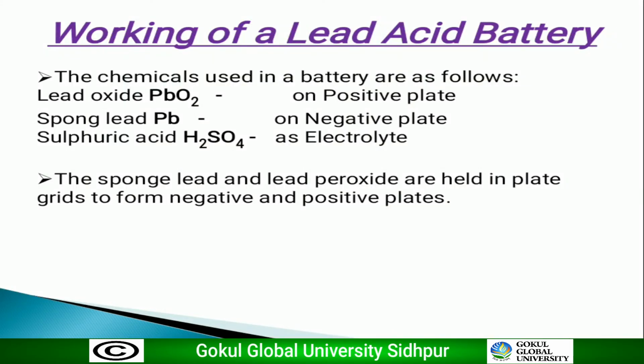Now we will discuss the working of a lead acid battery. This is the active material on the positive plate, lead peroxide, PbO2, on the negative plate, spongy lead, only Pb, and sulfuric acid as an electrolyte, with water. The sponge lead and lead peroxide are held in plate grids to form negative and positive plates.